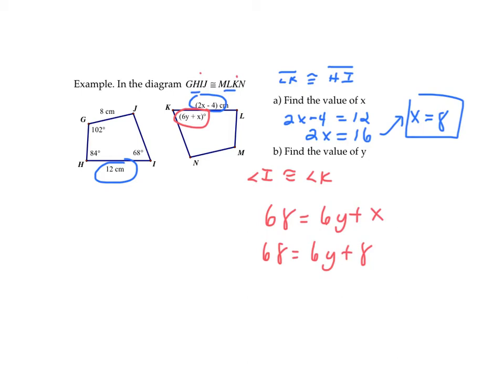Take and subtract 8 from both sides, and we get 60 is equal to 6y. And that gives us y equals 10. And we're finished.